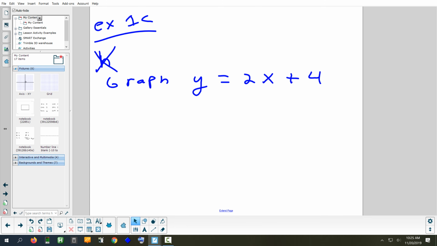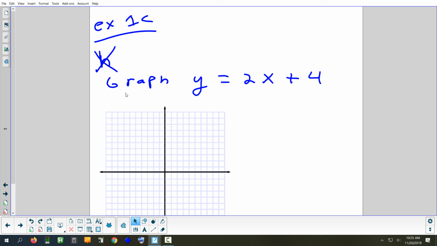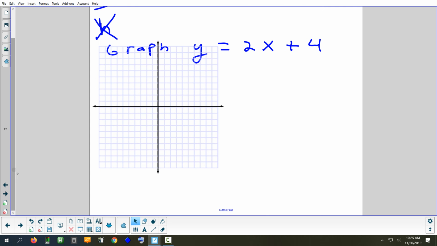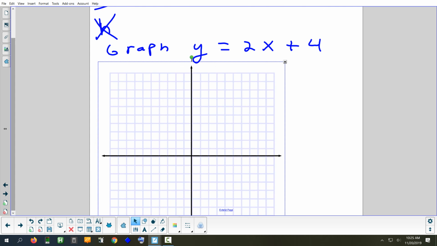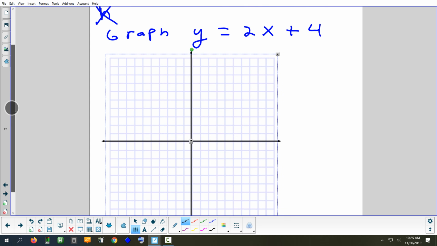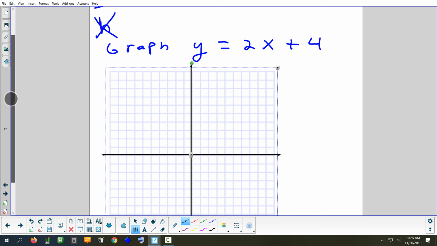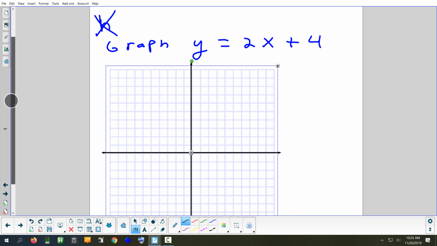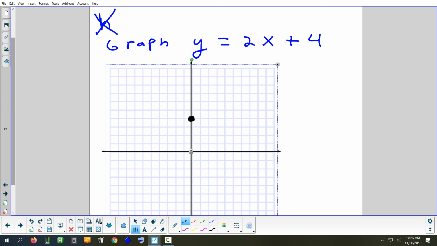Who can tell me what my y-intercept is? 4. The y-intercept is 4, everybody agree? Why do you say that? Because there's a 4, right, so it's 4. Good job. So the y-intercept is 4.